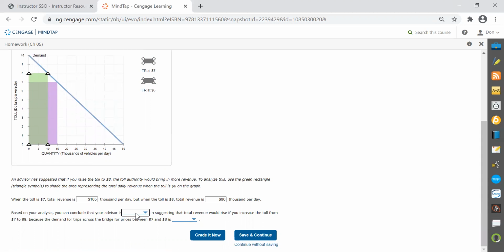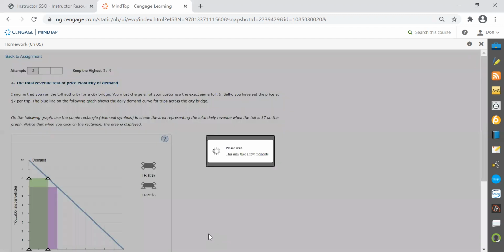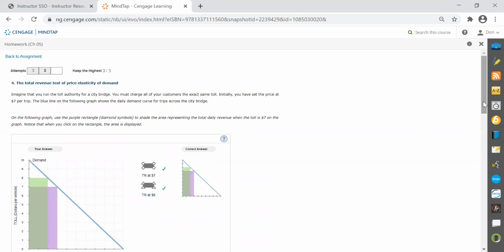So our advisor is incorrect in suggesting that total revenue would rise if you increase the toll from 7 to 8. And the reason revenue goes down is because we as customers don't like the prices this high on the demand curve. We are elastic. We will take the longer route if you continue to raise prices up here, because we already feel we're paying a high price at 7. You move it up to 8, we're really unhappy. So let's grade it now and see how we did. Good. Okay, we got it right.